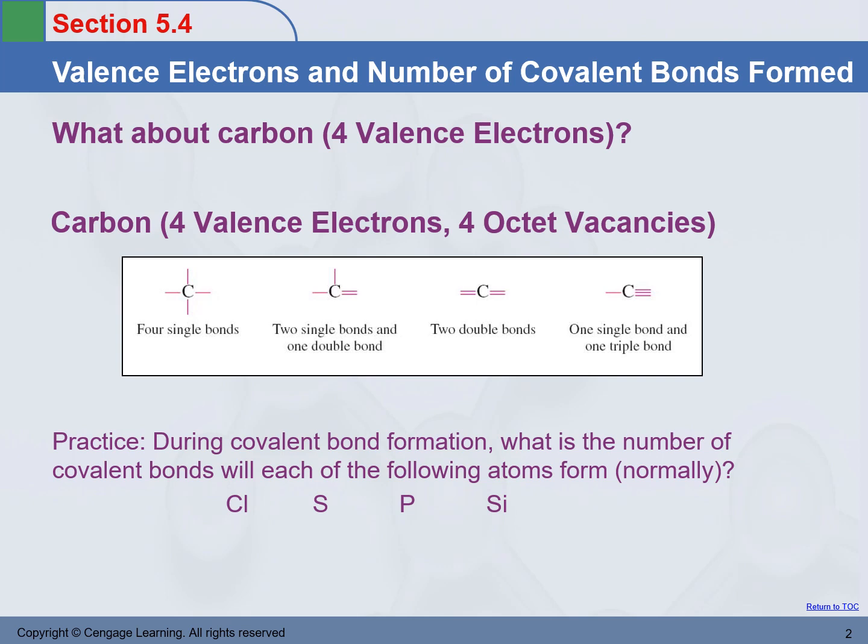Practice. During covalent bond formation, what is the number of bonds each of the following atoms will form? All right. Normally, there are exceptions. We do not look at those exceptions in this class. So the first one, chlorine. Look at the periodic table. You will see chlorine is in column number 7A. So it has 7 valence electrons in its outermost shell. Therefore, chlorine will form only one covalent bond with other atoms. That could only be one single bond.